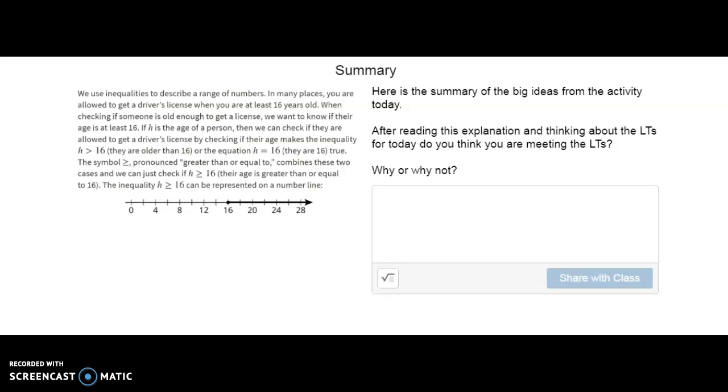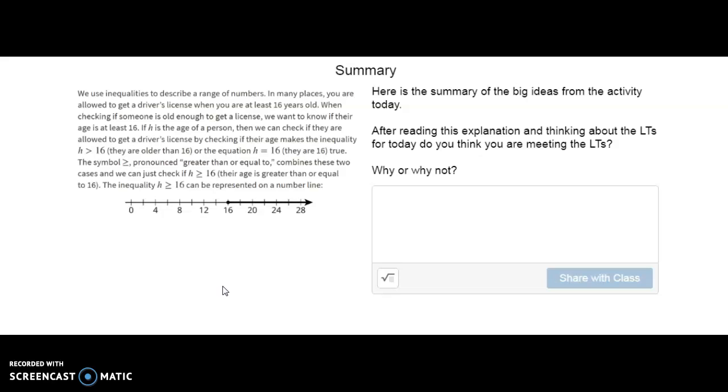Inequalities describe sets of numbers. When we're talking about at least, if someone is at least 16, we are talking about a person being greater than 16. We are talking also about if someone is 16. So greater than 16 or someone is 16. This symbol here represents this idea. And the way that we say it in English is we say greater than or equal to.